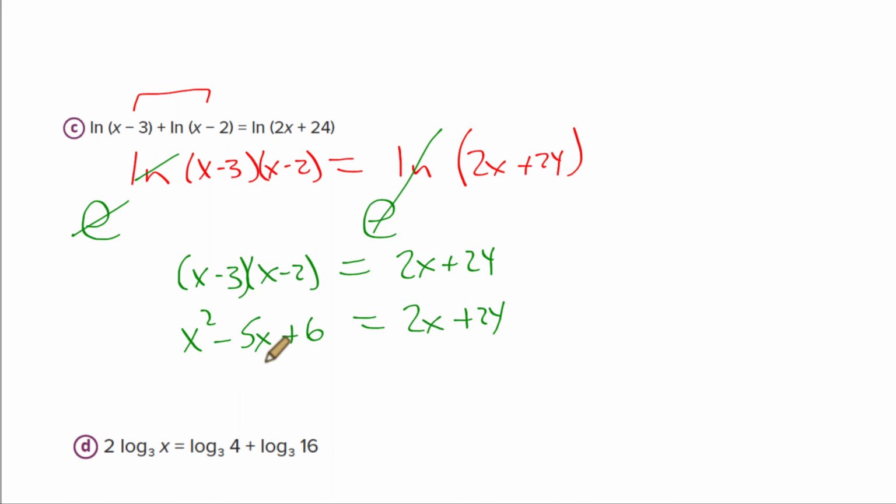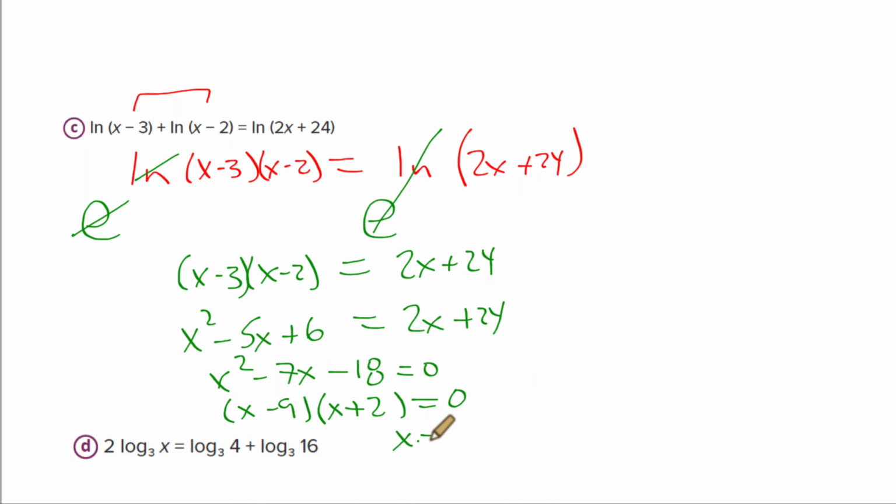I can move this all to one side, right? So I get x squared minus 7x, and then I subtract 24. I get minus 18. That looks good to me because now I can do x minus 9 and x plus 2. I was thinking ahead. And we get x equals 9 and x equals negative 2.